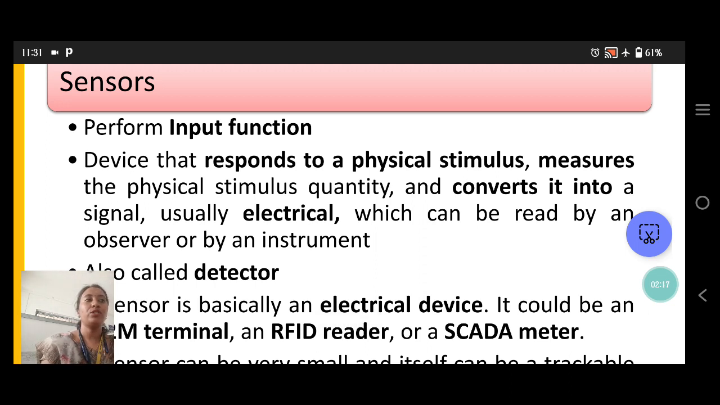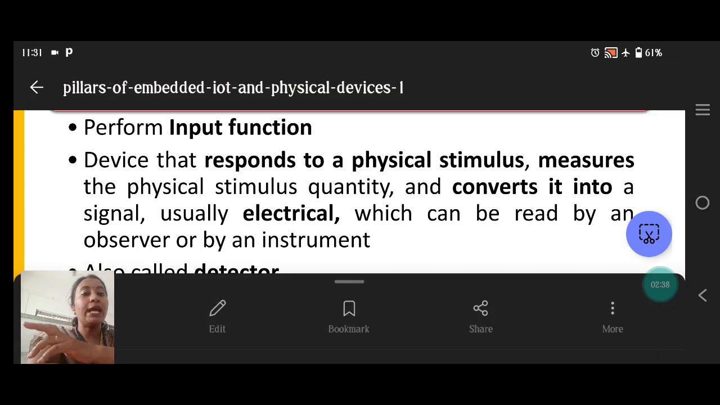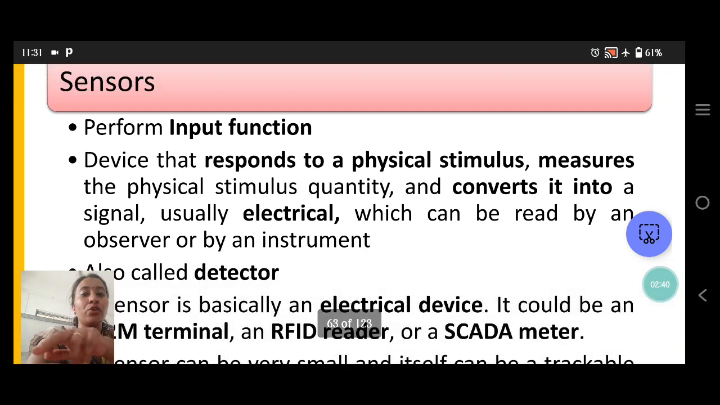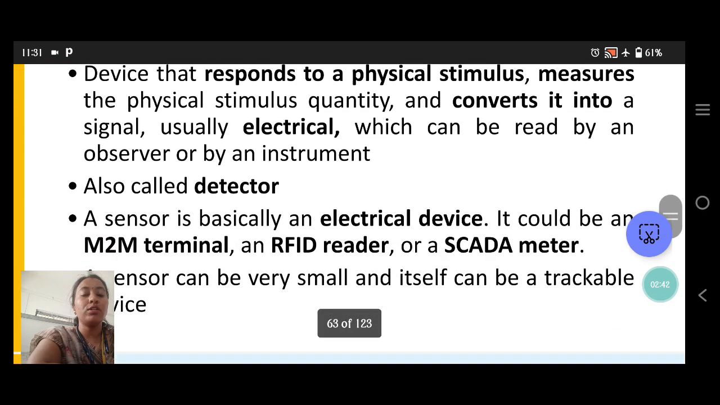As we all know, first a device is there, and it gets connected. So an automation is there, the automation is connected with a network, and then it starts working. A device that responds to a physical stimulus, measures it and converts it into a signal, or transforms it into information, usually electrical, which can be read and observed by an instrument. It is also called a detector.